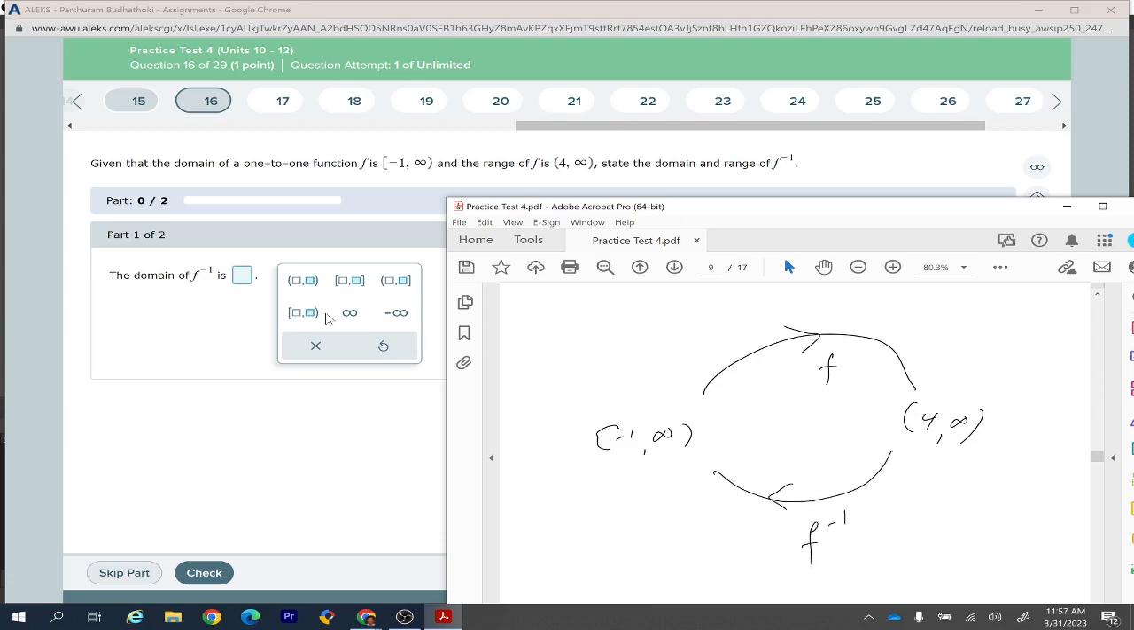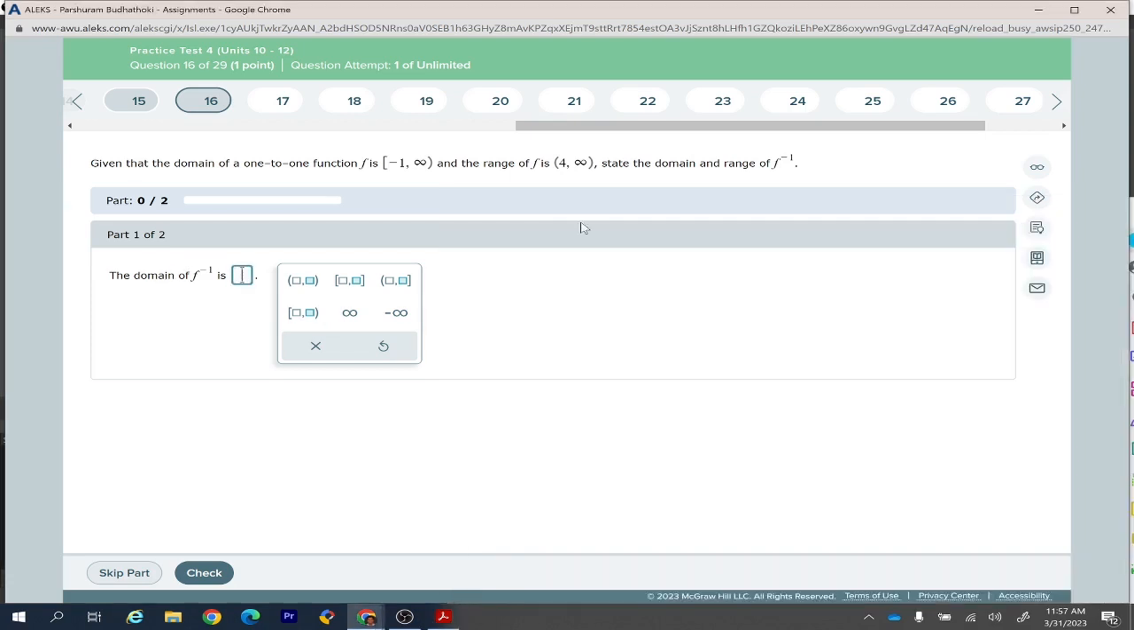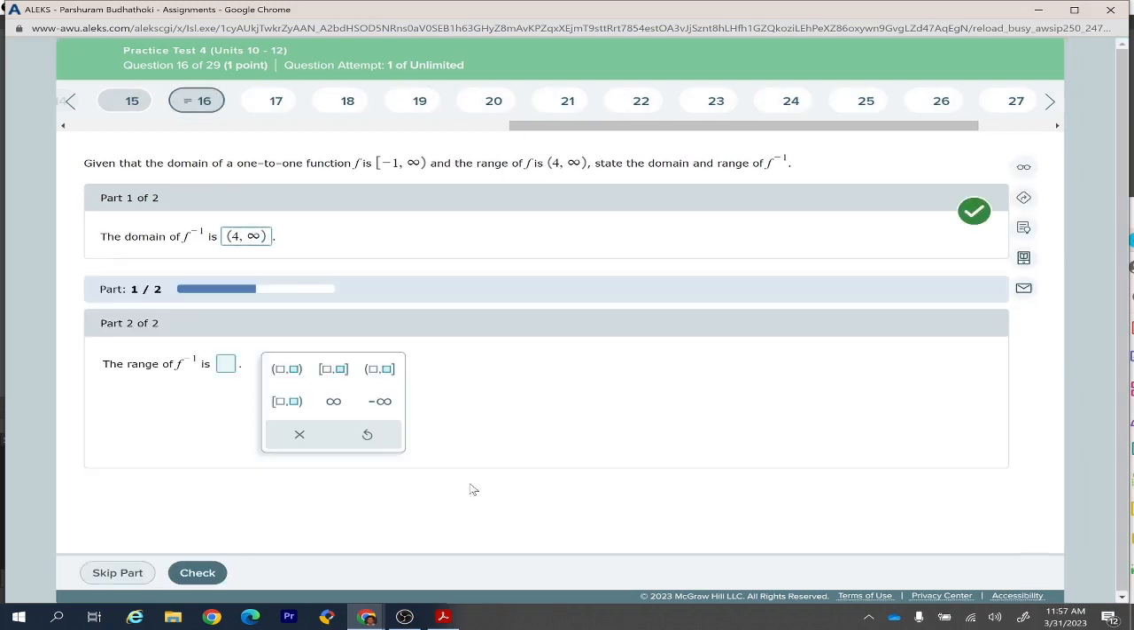So when you go back, this range of the function f becomes the domain of f inverse. That's the reason the domain of f inverse is 4 comma positive infinity. It's just the reverse of the original function. And then the range is the domain of the original function, which is -1 comma positive infinity.